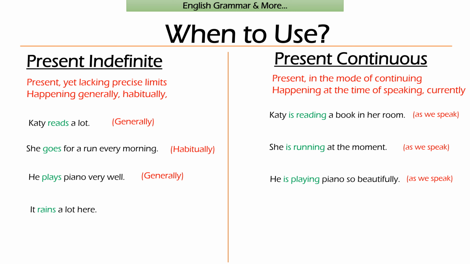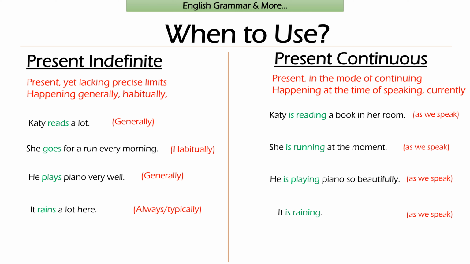It rains a lot here. Here, once again, we have used the present indefinite tense form because we are talking about the weather generally. So in this town, in this city, it rains a lot, typically. However, if we say it's raining right now, it means as we are speaking, it's raining outside and you better take an umbrella if you go out.